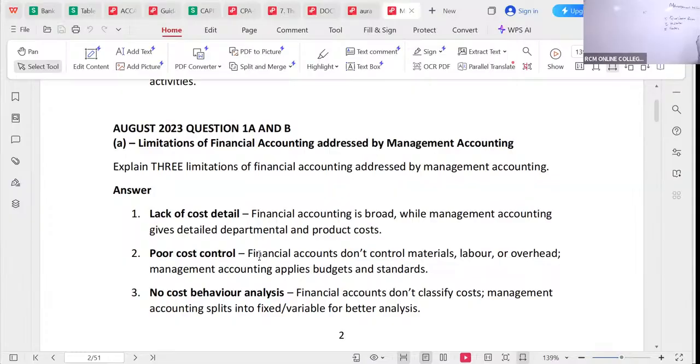Yeah. So you can see there the limitations. Of course, there are so many, but they're only giving us three. Explain three limitations of financial accounting addressed by management accounting. Number one is lack of cost detail. Financial accounting is broad, while management accounting gives detailed departmental and product what here, somebody, costs. Financial accounting doesn't give costs.